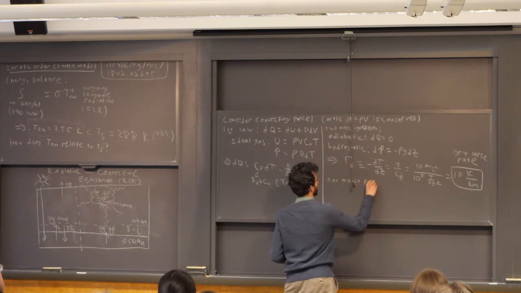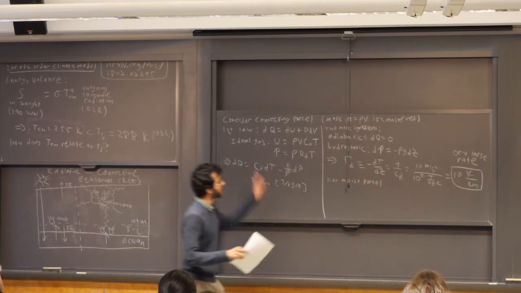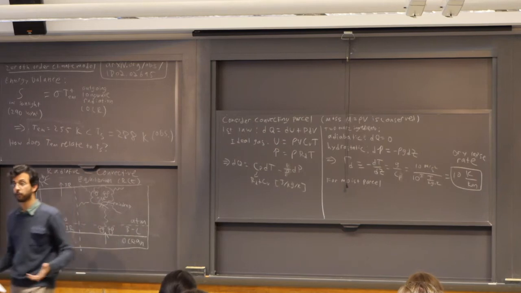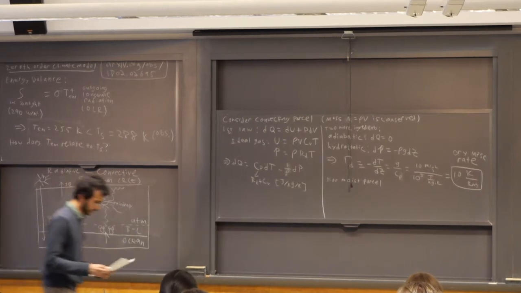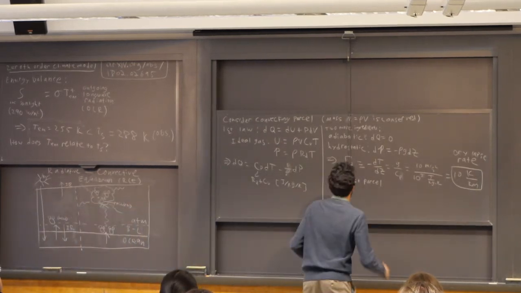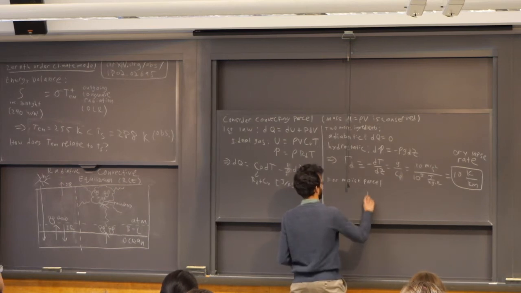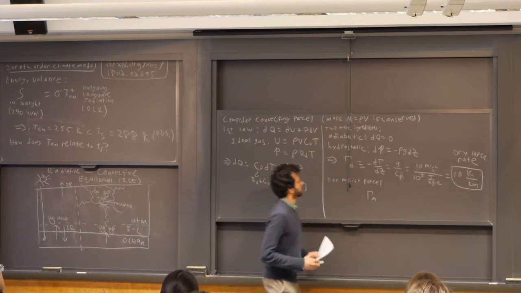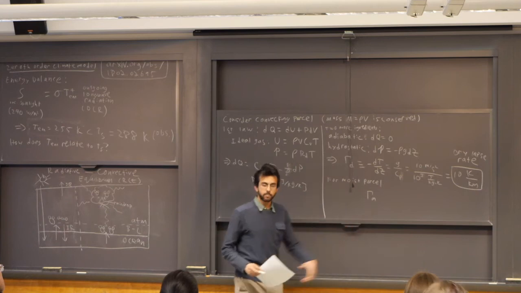So I won't go through the details here. You can do an analogous calculation, but you have to include an additional term for water vapor. It makes things a little more complicated. The calculation is done in the notes. What you find is you get a moist lapse rate. So instead of gamma D, it's gamma M.